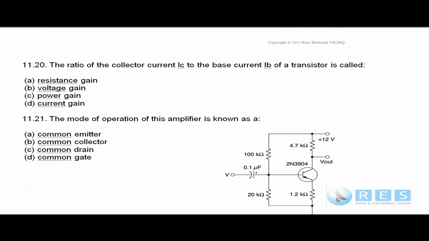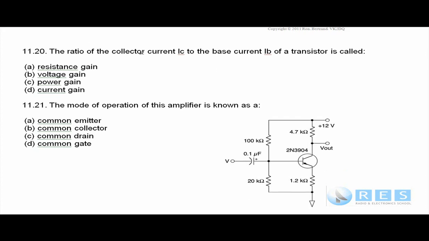Question 1120, it's again about transistors and current gain. Scroll down a little bit. The ratio of the collector current, IC, to the base current, IB, of a transistor is called the current gain, but it's also called the beta. You need to remember both. The ratio of the change in collector current to the change in base current is called the current gain, or the beta, of the transistor.